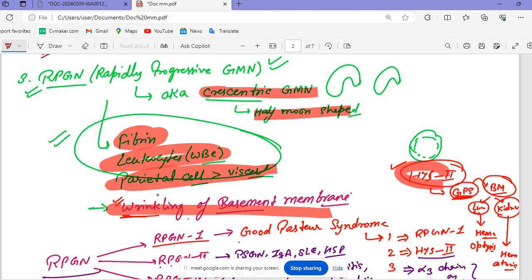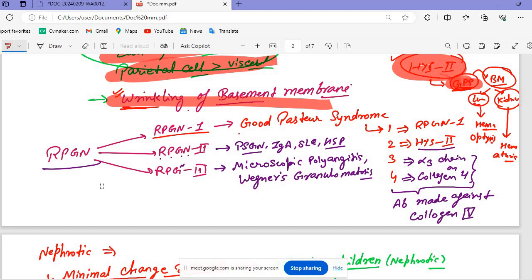We studied hypersensitivity, and the example is Goodpasture syndrome. In Goodpasture, the basement membrane is affected. If the basement membrane of the lungs is affected, there will be hemoptysis, meaning blood in the cough. If the basement membrane of the kidney is affected, there will be hematuria. That is RPGN, rapidly progressive glomerulonephritis.